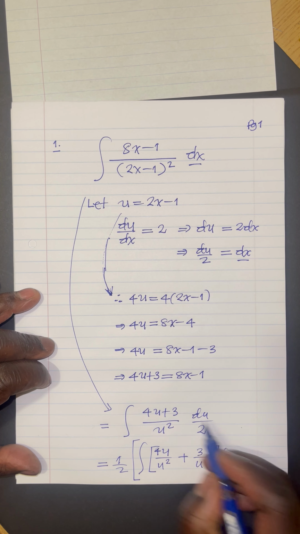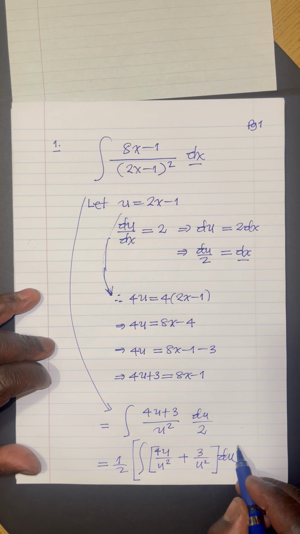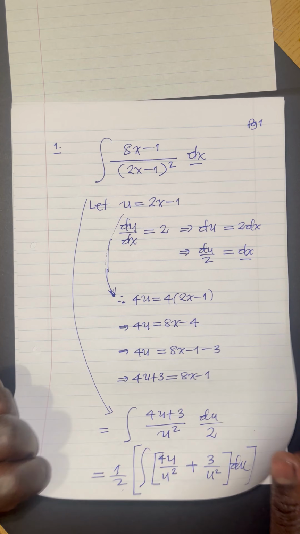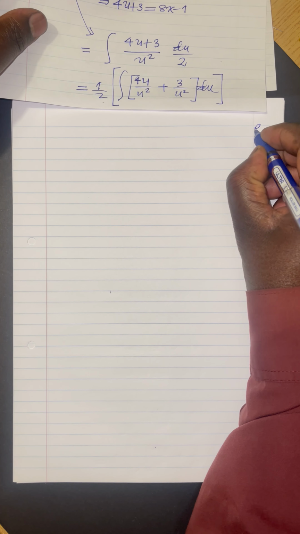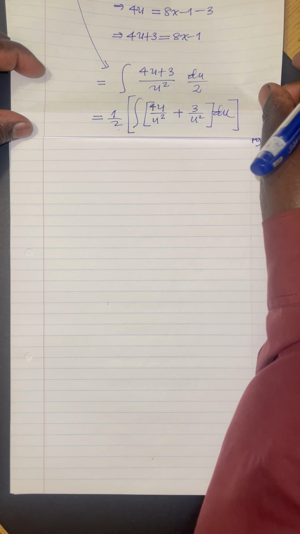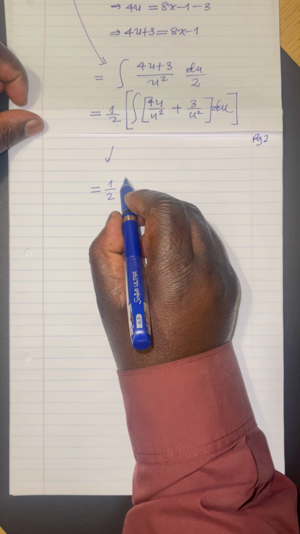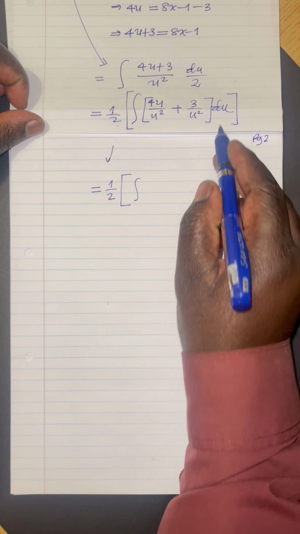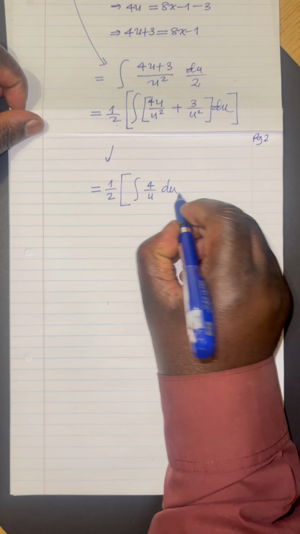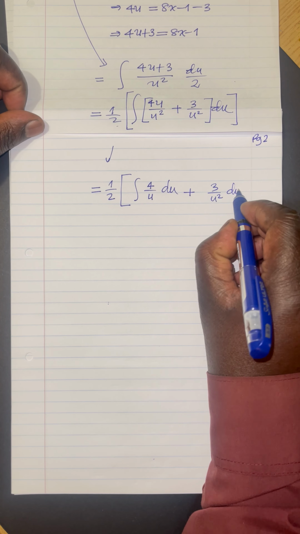Now, we simplify the expression in square brackets. Let me have another bracket here just to close this one here. Now taking us to page 2. So basically, that integral simplifies to, let's have 1 over 2 outside, and let's maintain that. And now I'm going to have to distribute du. This part here is going to be 4 over u du, and then we have plus 3 over u squared du.